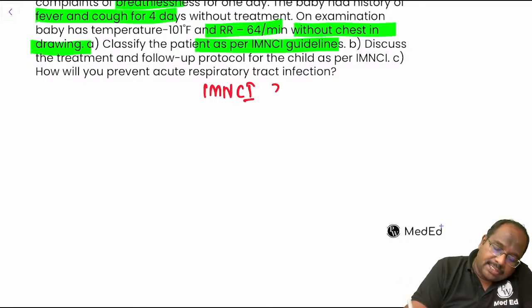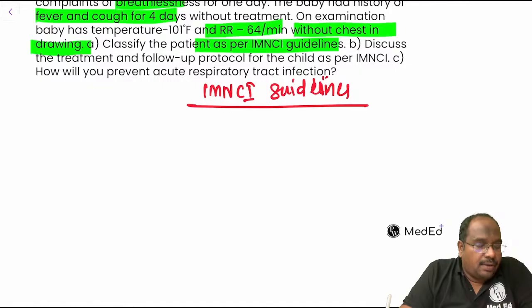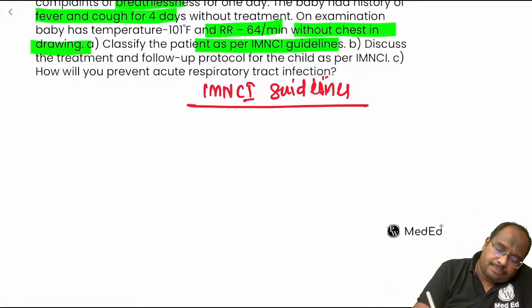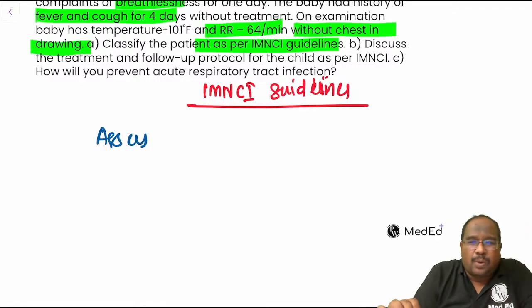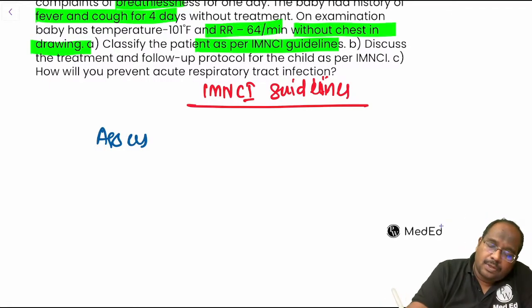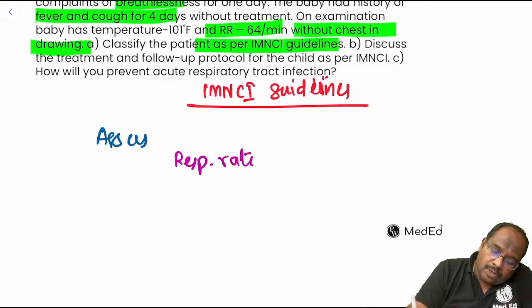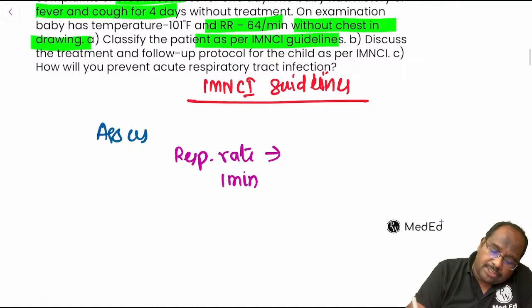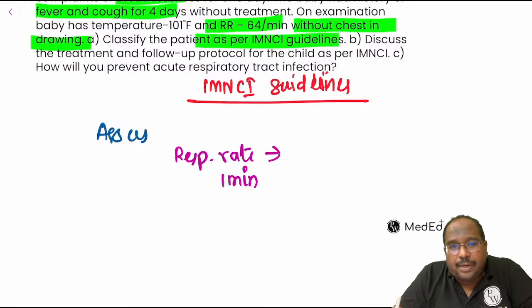For a child with respiratory symptoms, we have to follow these IMNCI guidelines. So what is the first step? The first step is assess. Okay, so what are the things you are going to assess? You will look for the respiratory rate, guys. For 1 full minute we have to check, for 1 full minute count it.